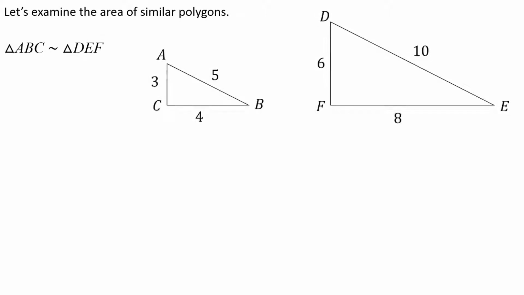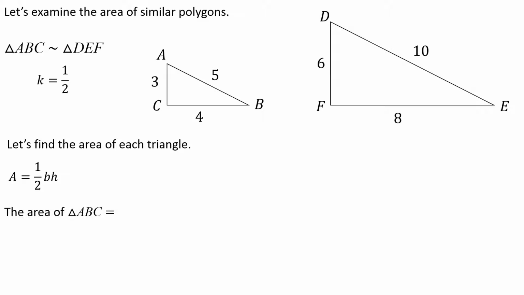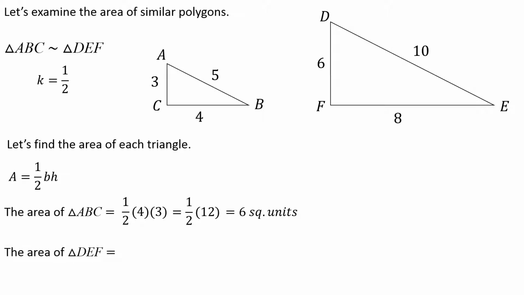That was super easy. Let's look at the area. Same 2 triangles, so we already know that the scale factor k is 1/2. Of course, area of a triangle is 1/2 times the base times the height. So in triangle ABC, the base is 4 and the height is 3, and we end up with an answer of 6. Of course, instead of 6 units, it's 6 square units. And for the larger triangle, DEF, again, 1/2 times the base times the height. Base is 8, height is 6, and we come up with 24.